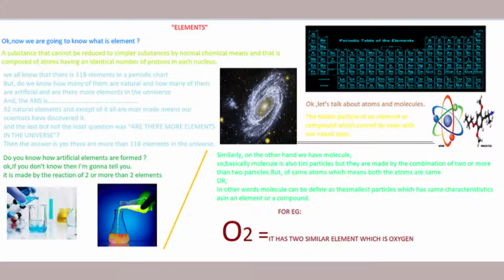The tiniest particle of an element or compound, which cannot be seen with our naked eyes, is known as an atom. So an atom is a very small, tiny particle. On the other hand, we have the molecule. Basically, a molecule is also a tiny particle, but it is made by the combination of two or more particles of the same atoms, which means both the atoms are the same.